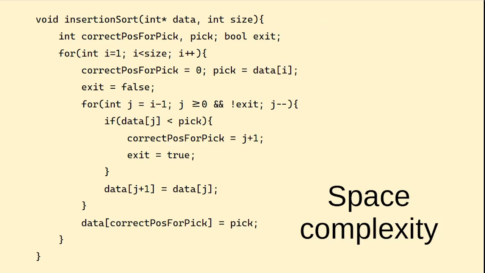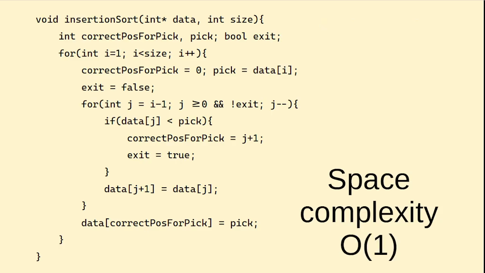This space does not grow with the data size, that means the size of the array that is received. It remains the same regardless of the size, or the length, of the array received by the function. Therefore, the space complexity of the insertion sort algorithm is big O(1). It is a constant space complexity.